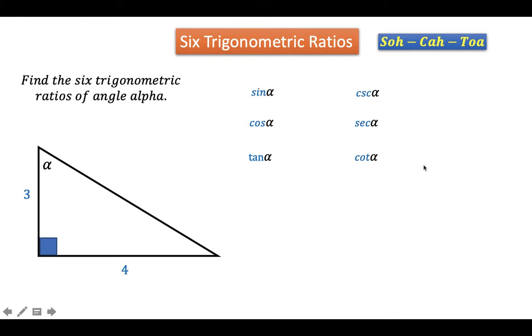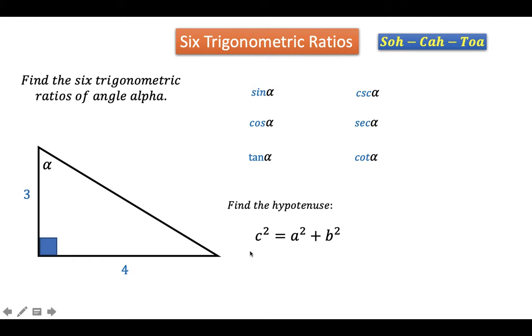Now, let us apply this to a given problem. Let's say we are asked to find the six trigonometric ratios of angle alpha in this triangle. In this case, this will be our acute angle, represented by the Greek letter alpha. But notice that in our given triangle, one of the sides is missing. Since it is a right triangle, we can use the Pythagorean theorem to find the missing side, which is the hypotenuse. The Pythagorean theorem is c squared equals a squared plus b squared, wherein c represents the hypotenuse, and a and b represent the two legs.